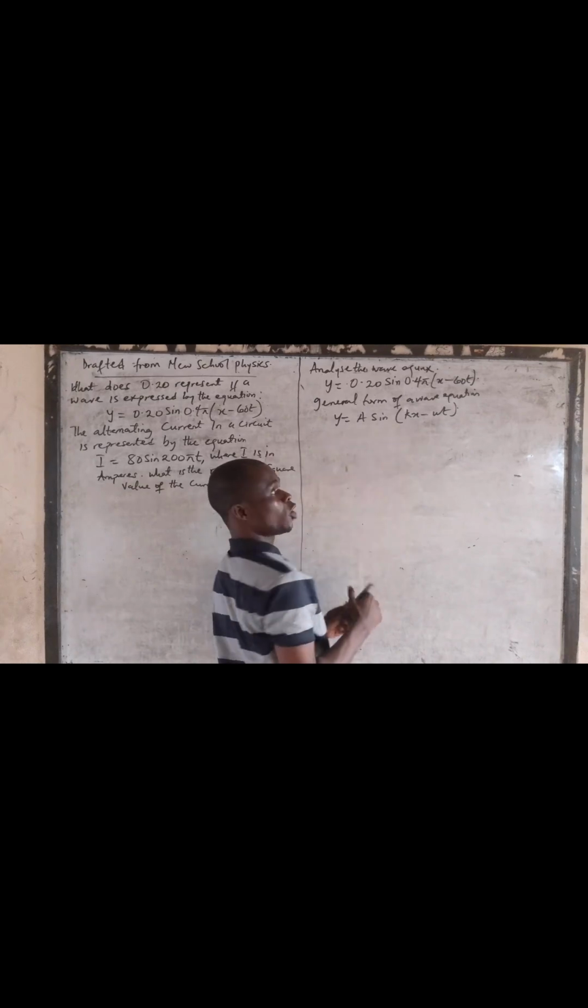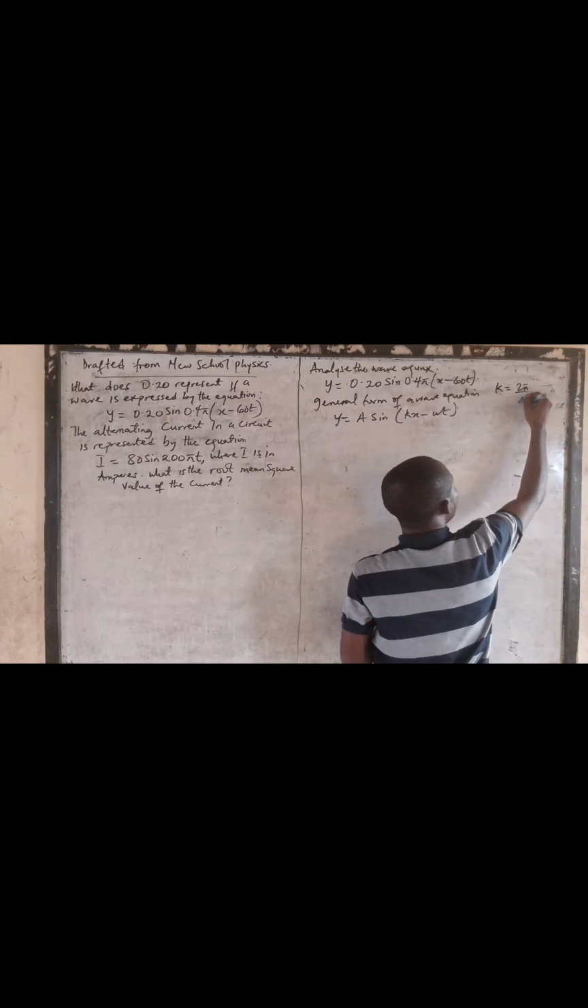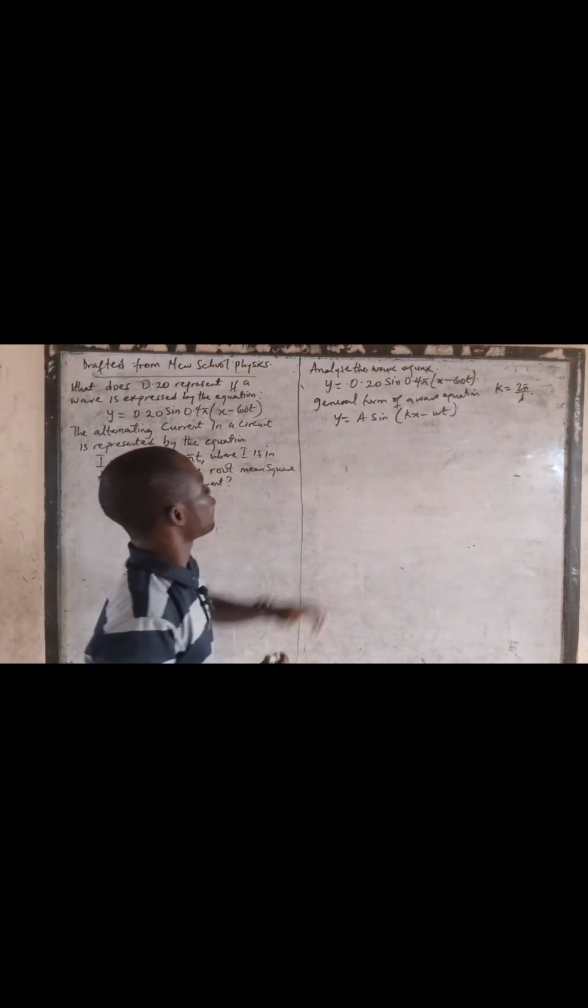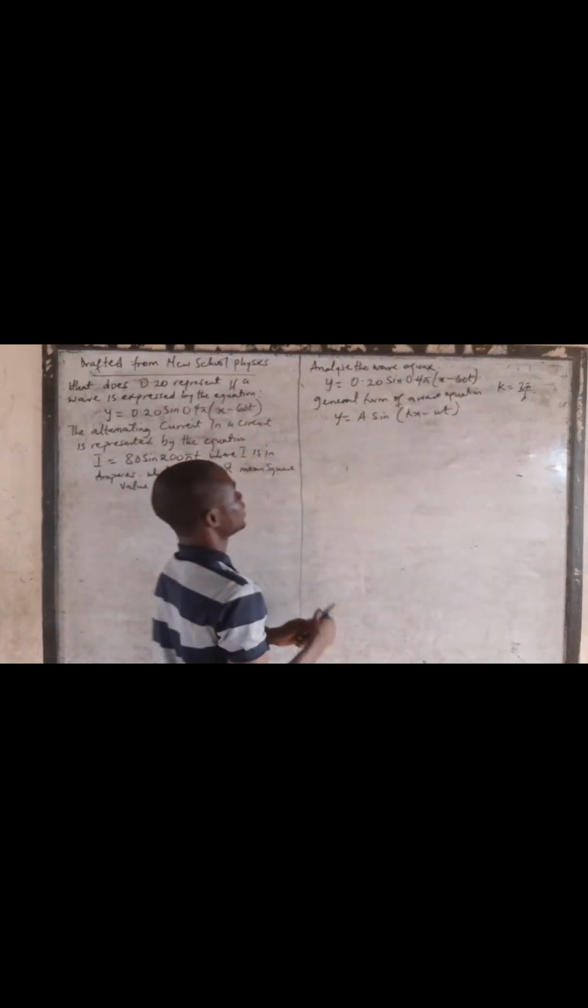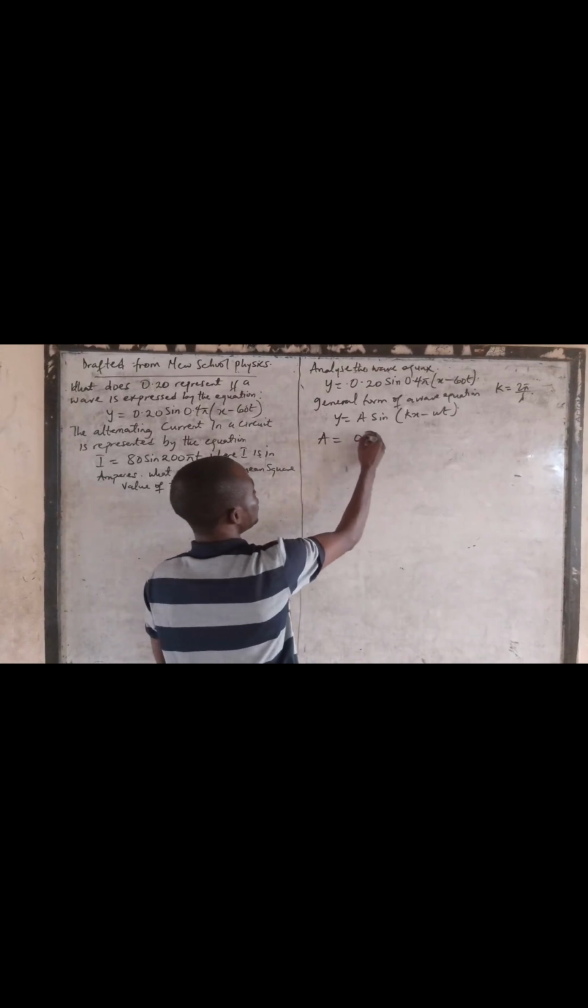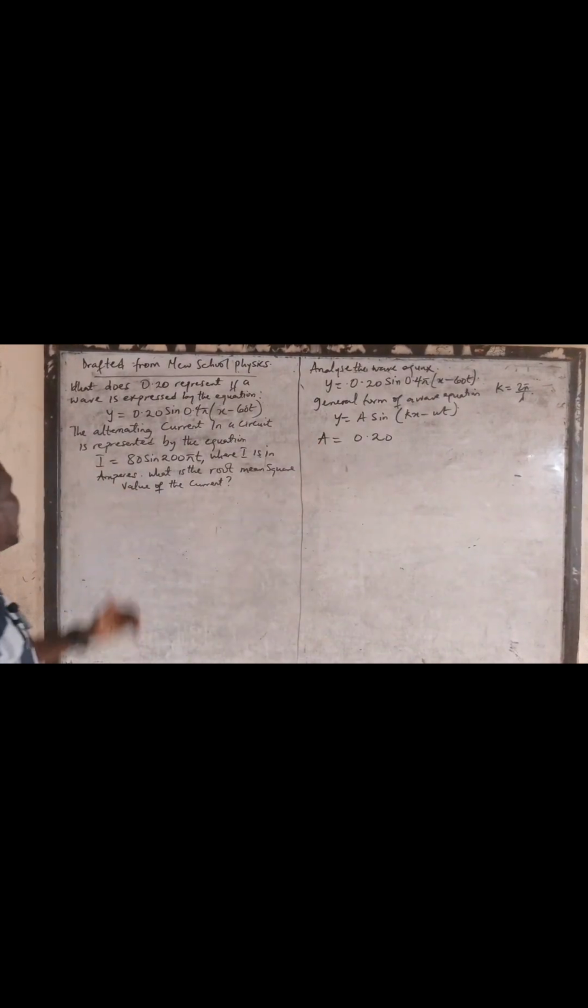Now, this propagation number has a formula: k equals 2 pi over wavelength. So from here, I can compare the equation since they are quite related. So from here, I can say my A equals 0.20. That is my amplitude. Now, the second question says I equals 80 sine 200 pi t.